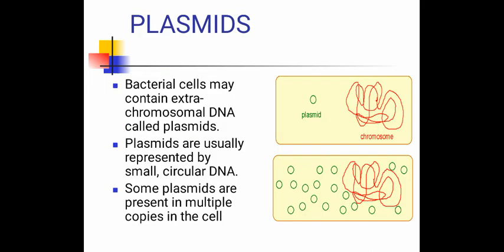Then plasmids. Bacterial cells contain extra chromosomal DNA, that is called plasmid. Here this green one is the plasmid and this is the chromosome of the bacteria. Plasmids are usually represented by small circular DNA. Some plasmids are present in multiple copies in the cell.